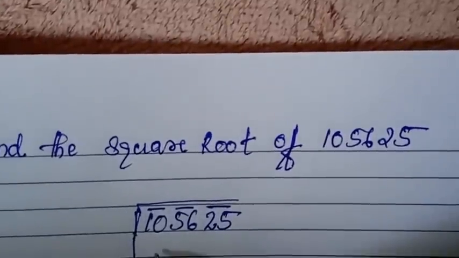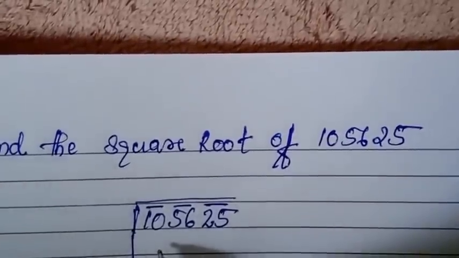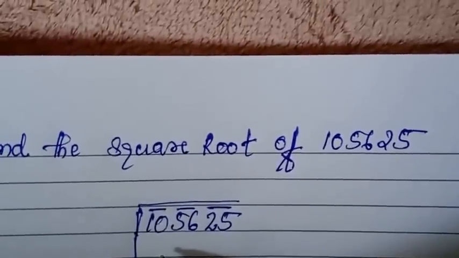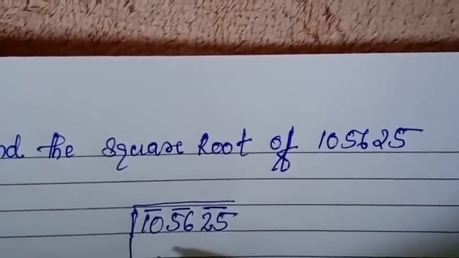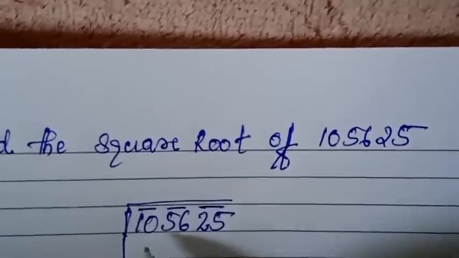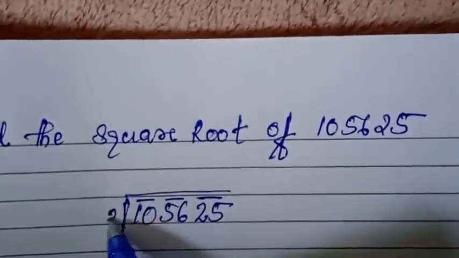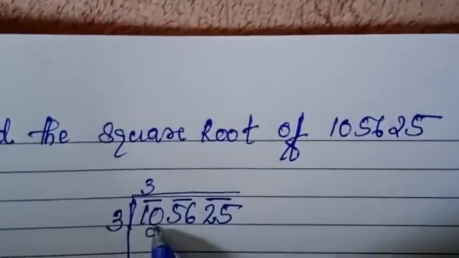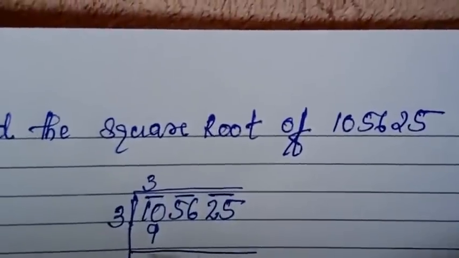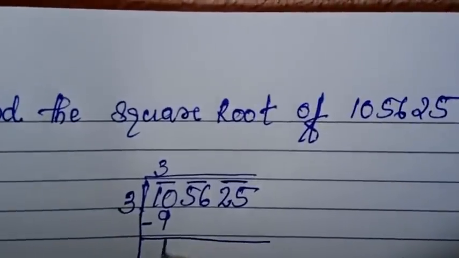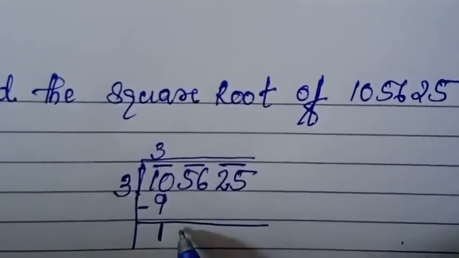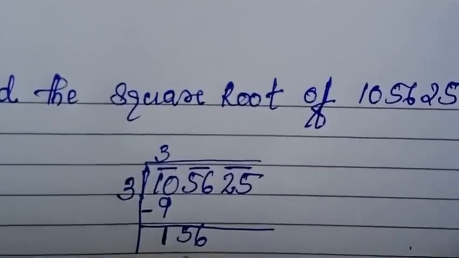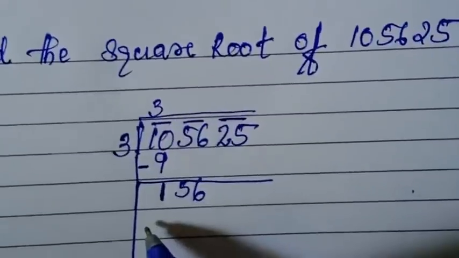First we will take 10. 10 is in which square? 1 square is 1, 2 square is 4, 3 square is 9 and 4 square is 16. So we will write 3 square on the left side and in the quotient also. 3 square is 9. So subtract: 10 minus 9 is 1. Bring down another pair, that is 56. So the total dividend is 156.